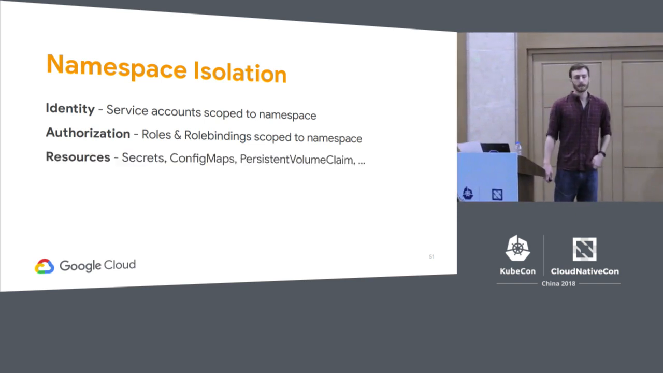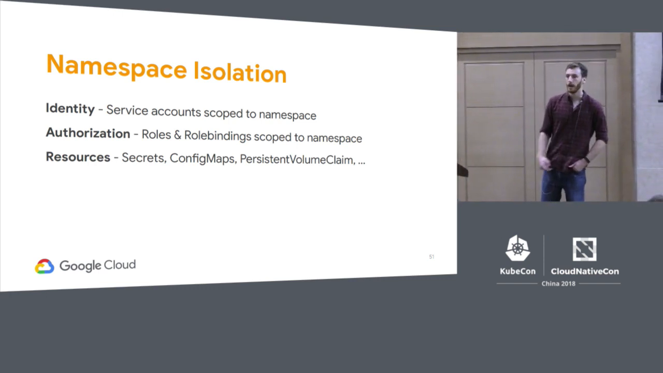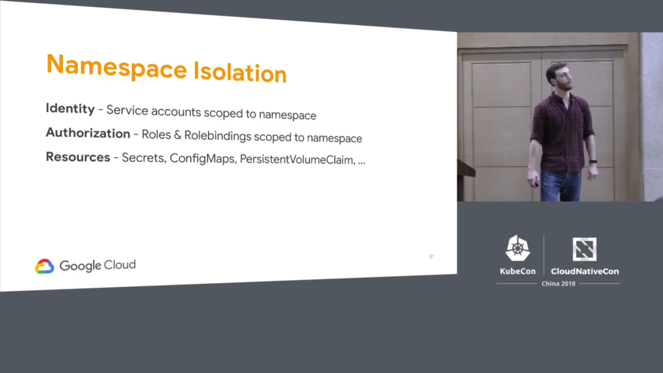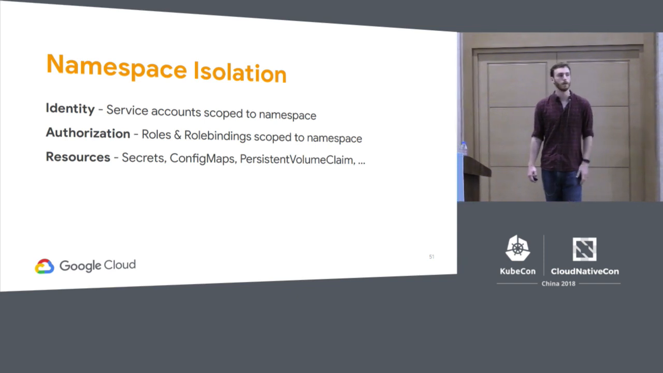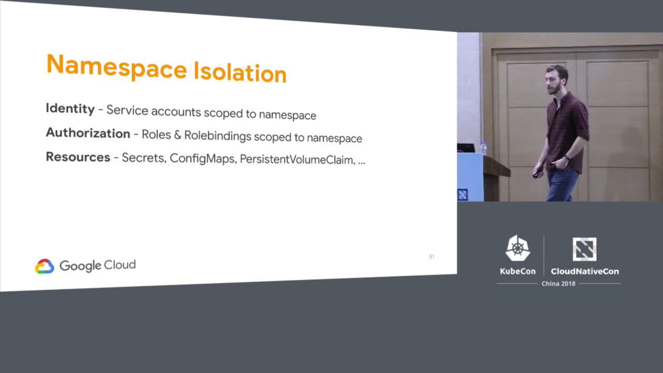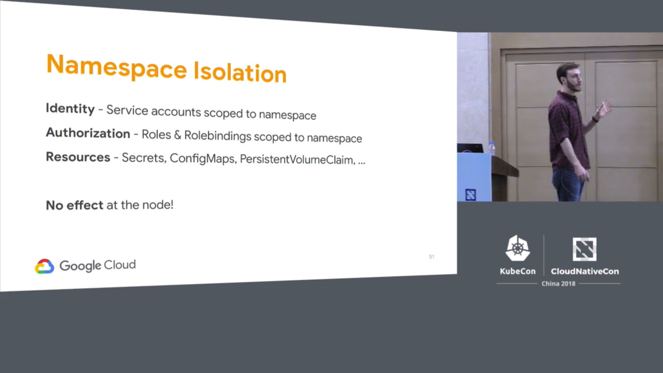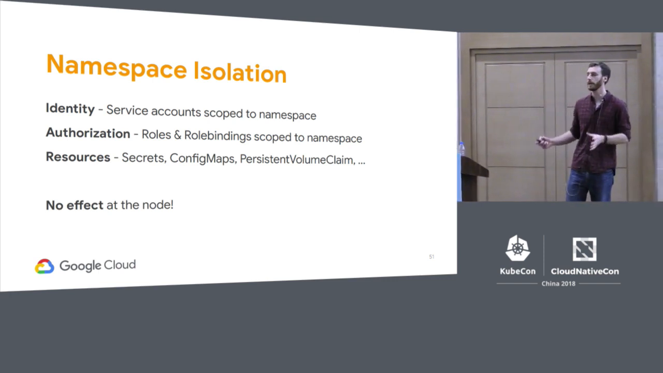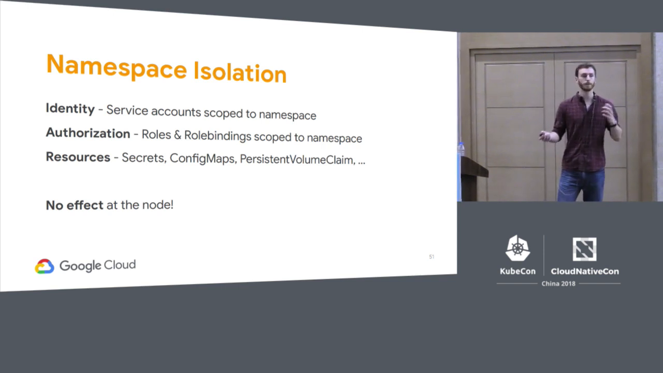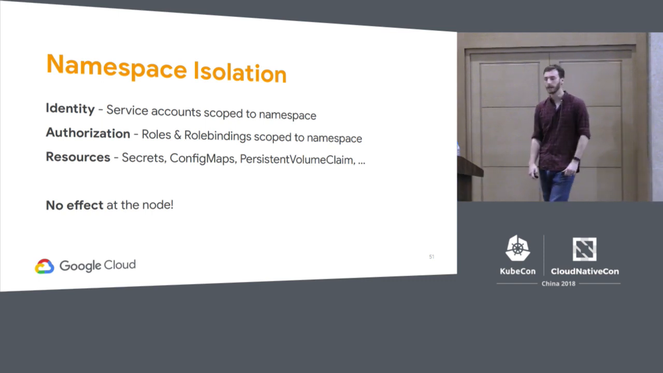And then lastly, a bunch of Kubernetes resources are bound to namespaces, and having pods in separate namespaces limits their ability to access some of these resources without granting access explicitly through the control plane, through RBAC or something like that. But it's important to note that namespace isolation in Kubernetes is purely a control plane concept. It doesn't actually have any effect on the node. So once those pods are running and fully set up, there's no additional isolation between them, except at the control plane.